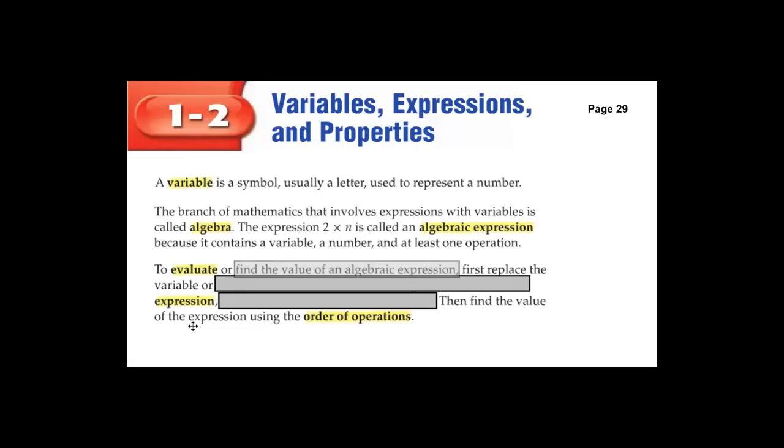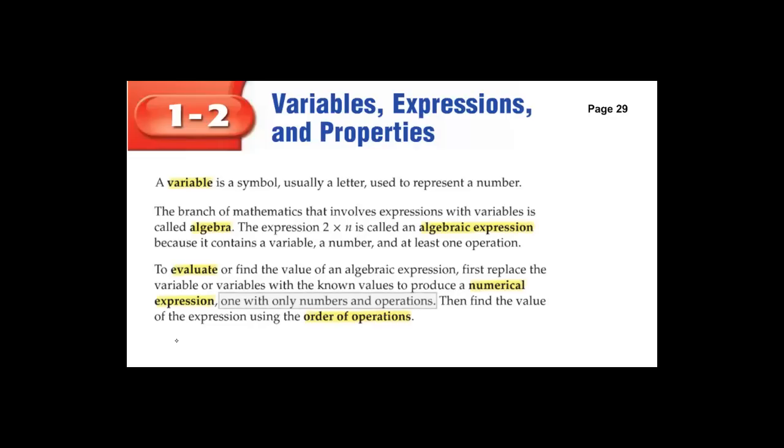If we want to evaluate something, that means to find the value of it. First of all, we have to replace the variable with the value that we know it's equal to. And that will give us a numerical expression. Once we have that numerical expression that only has numbers and operations in it, then we can actually find what it's equal to. To find the value of the expression, we have to know our order of operations, and you should already know those, but we'll review those anyway.